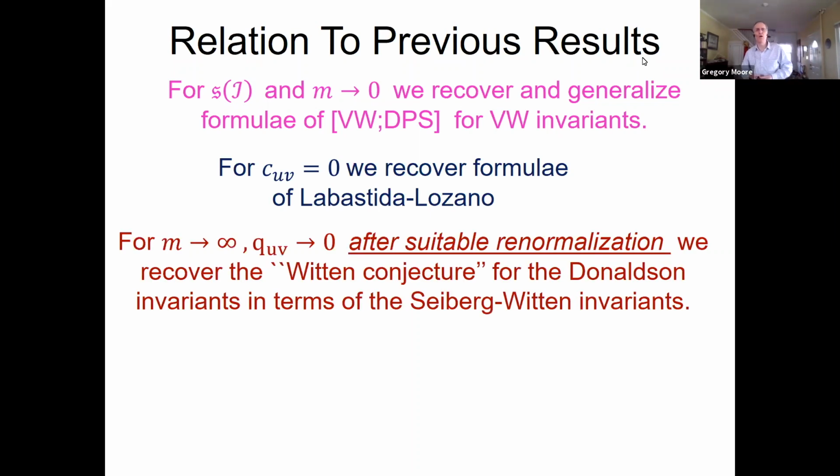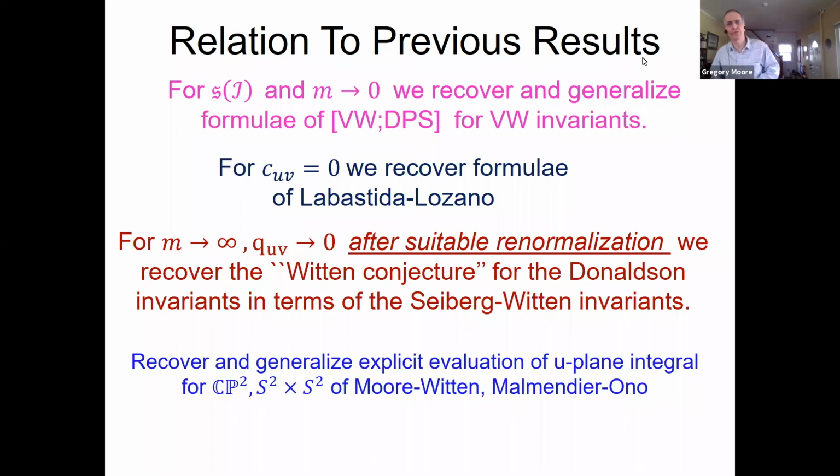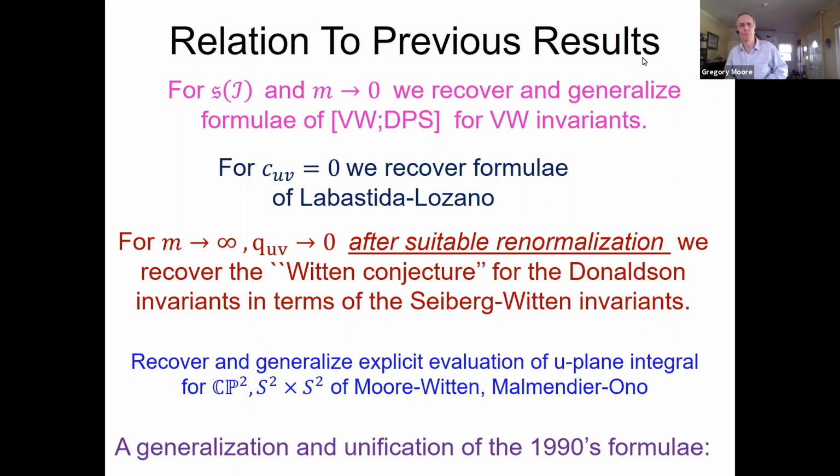As I mentioned before, in the m goes to infinity limit, we recover the Witten conjecture after suitable renormalization and fudging. Fudging in the sense that you have to throw away the contribution from the cusp U1. The discussion on mock modular forms generalizes and, to my mind, explains much more systematically some observations about relations of the U-plane integral in special cases to mock modular forms from the 90s.